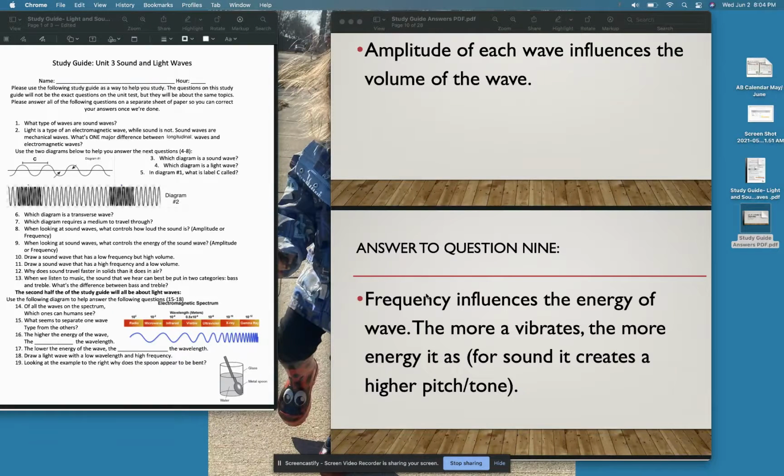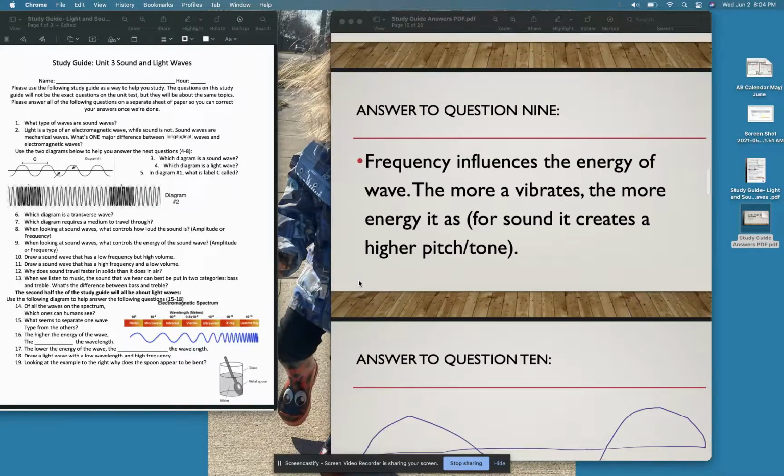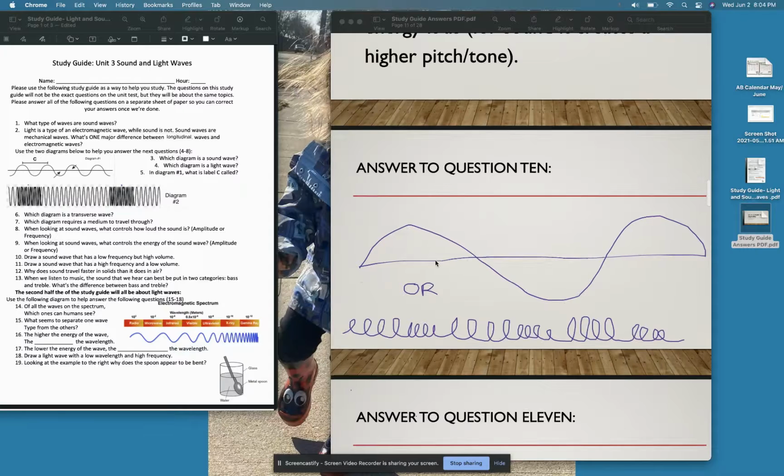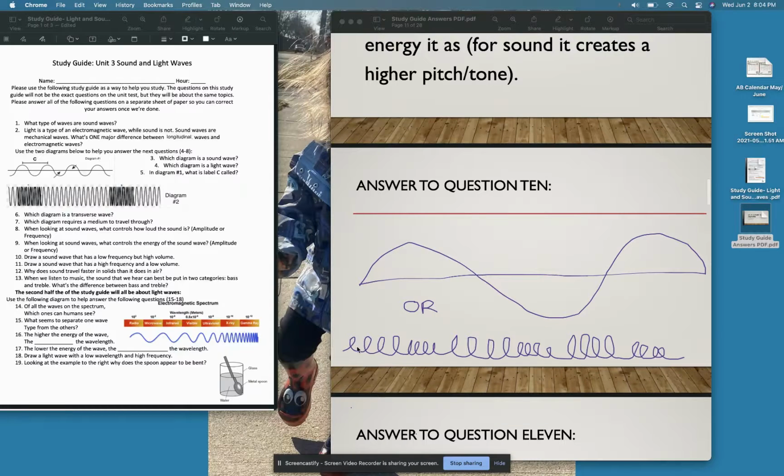All right, so if we go to number 10, draw a sound wave that has low frequency but high volume. So here I have two answers. You could have drawn it with the compressions. So here, looking at this idea, low frequency, so very few compressions. There's a compression there, compression there, compression there, but high volume. So I made sure to make a lot of space in between, because those sound waves are going to spread out. Or you could have drawn it like this.